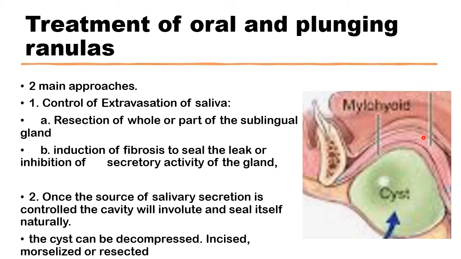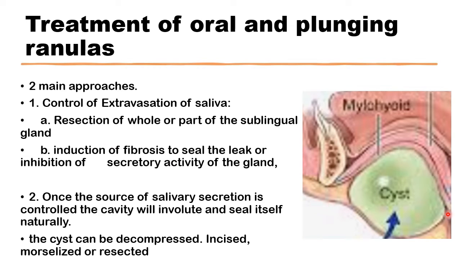For the number one approach, the control of the extravasation of saliva, it's either a resection of the whole or sometimes part of the sublingual gland. Usually the whole of the sublingual gland would be removed for definitive control of the salivary leak. Or induction of fibrosis to seal the leak. If you work through the ranula itself, sometimes induction of fibrosis around a specific source of a leak could seal that point of leaking and control the condition.